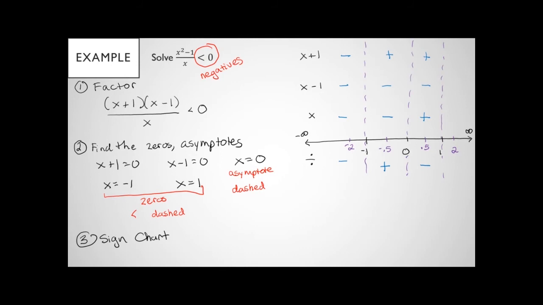And then now I'm going to plug in 2. So 2 plus 1 is 3. That's positive. 2 minus 1 is 1. That's positive. 2 is positive. And those are all positive, so my result is going to be positive. Are there any questions on that sign chart and how I came up with those signs?